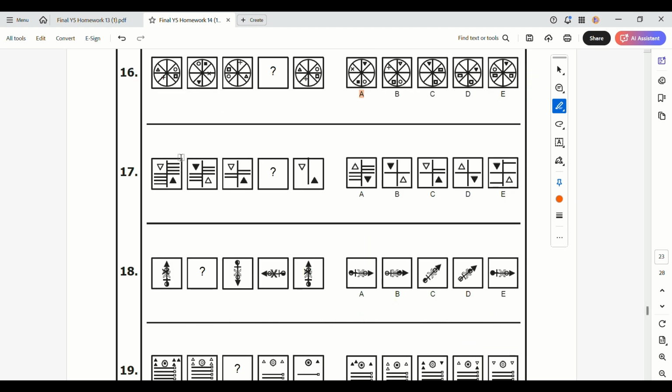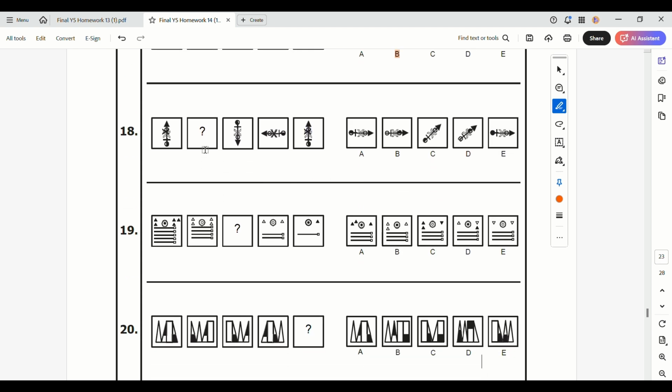Question 17. We've got 4 lines here, then 3, then 2. Now we should have 1 line on each side. And it should also be directly across the middle. If we look at the triangles, it goes white, black, black, white, white, black, black, white, which is option B.